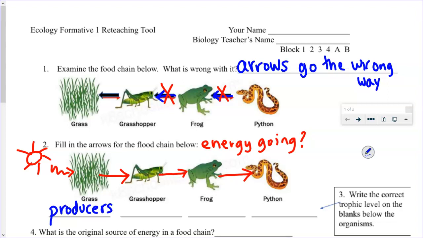That's always going to be the producers. Okay, the first one's always the producers because they're the ones that can do that special job, right? They're the ones that can take energy from the sun and convert it into a usable energy for the plant. And then where does that energy go next?